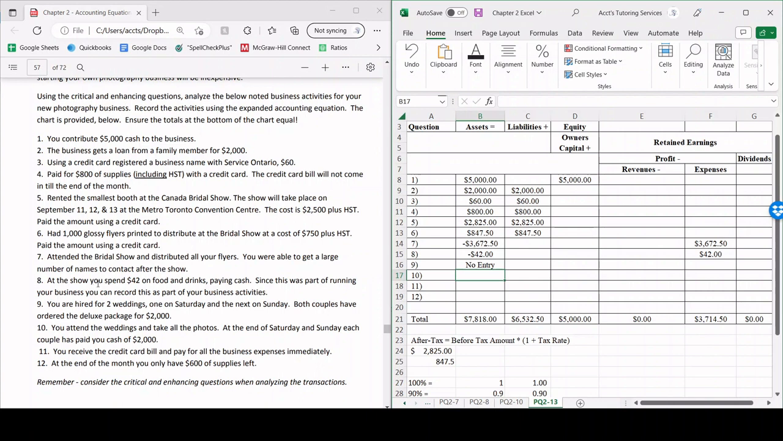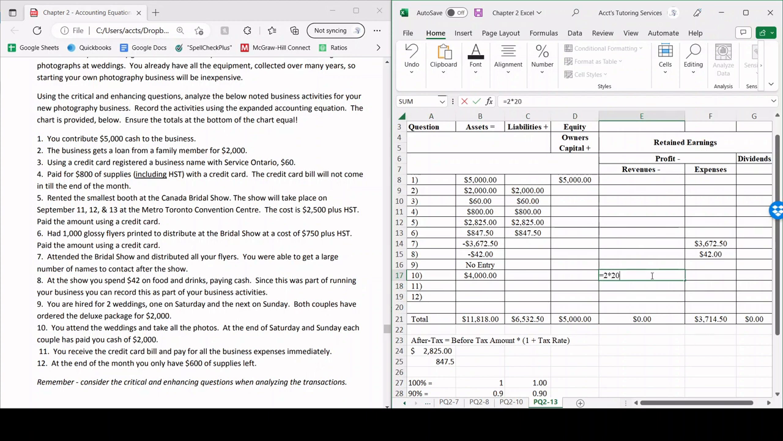Number 10, you attend the weddings and take all the photos. So now you've actually attended the weddings and you performed the service now. At the end of Saturday and Sunday, each couple has paid you cash of $2,000. So we got cash of $2,000 each. So our assets goes up, but now we actually earn that revenue. So our revenue also goes up.